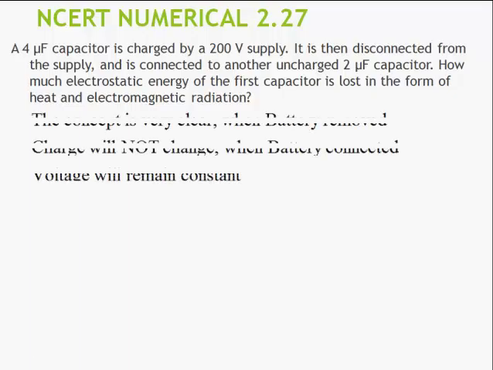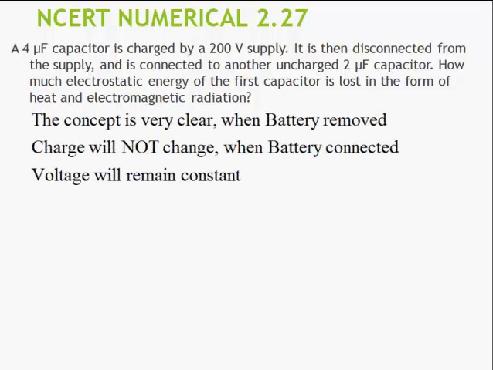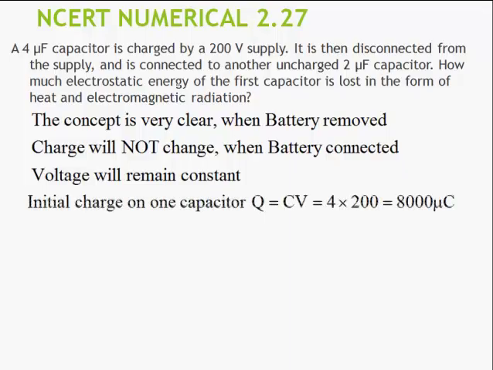Basic fundamental of such numericals you should remember: when battery is removed, charge will not change, and when battery is connected, voltage will remain constant. So in this case, since battery has been removed, we first find the initial charge, Q is equal to CV, which is 8,000. Now the charge will remain same because now battery has been disconnected.